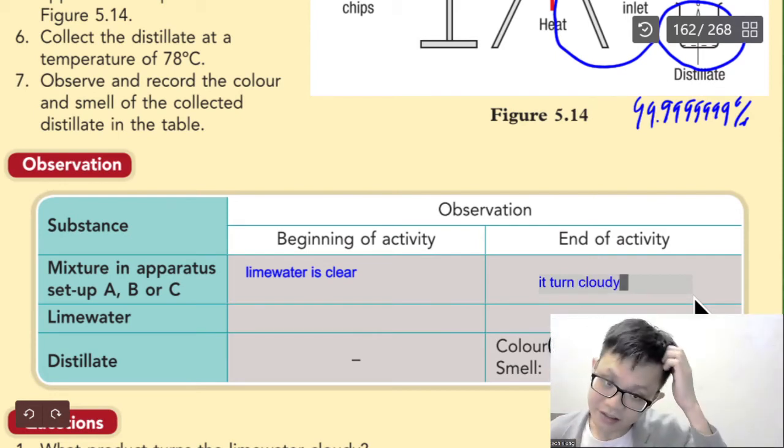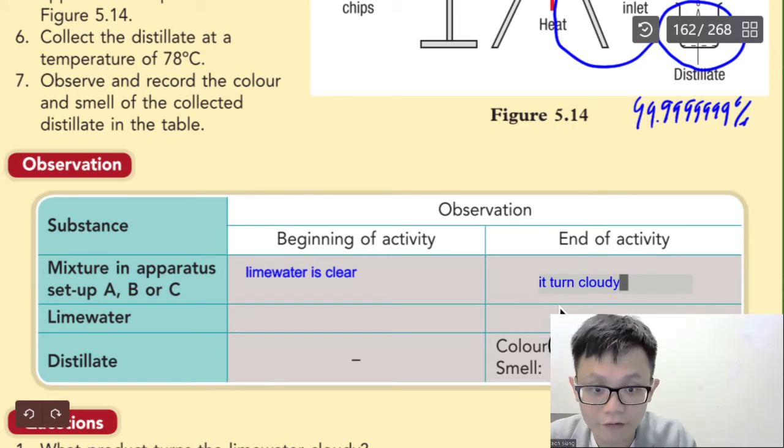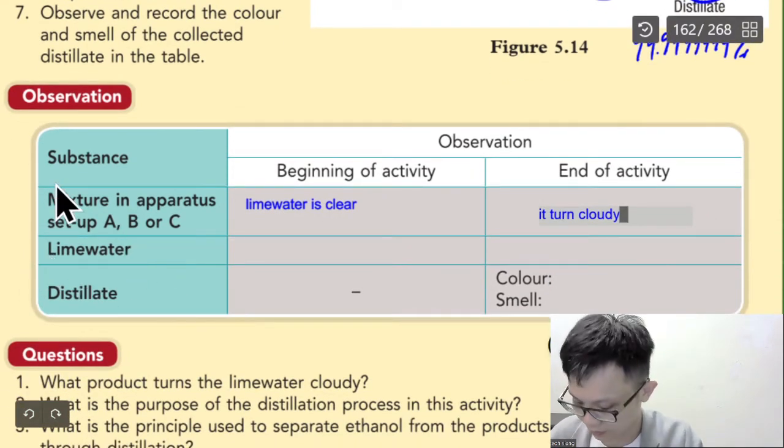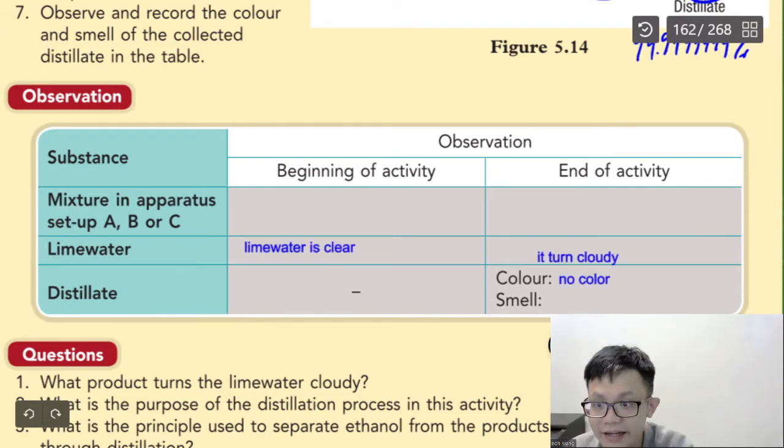So this one actually shows the presence of carbon dioxide. Here's the lime water. We can see that the lime water will be clear because you haven't started the experiment. At the end of the experiment, after 1 week, it will turn cloudy. And the distillate, of course, the color of alcohol is no color. And the smell is alcohol smell. So probably I just write maybe sweet smell.